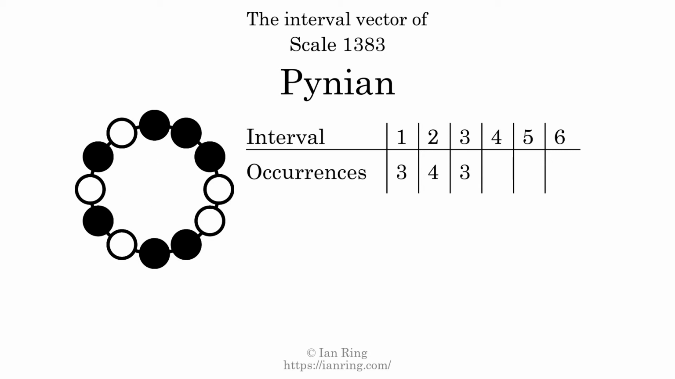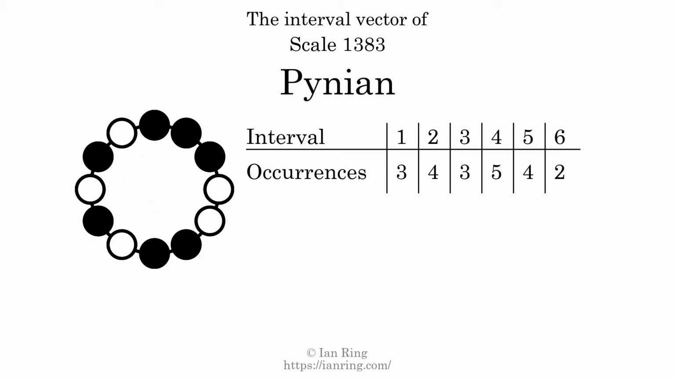There are 3 intervals with the size of 3 semitones. They are here, here, and here. There are 5 intervals with the size of 4 semitones. They are here, here, here, here, and here. There are 4 intervals with the size of 5 semitones. They are here, here, here, and here.